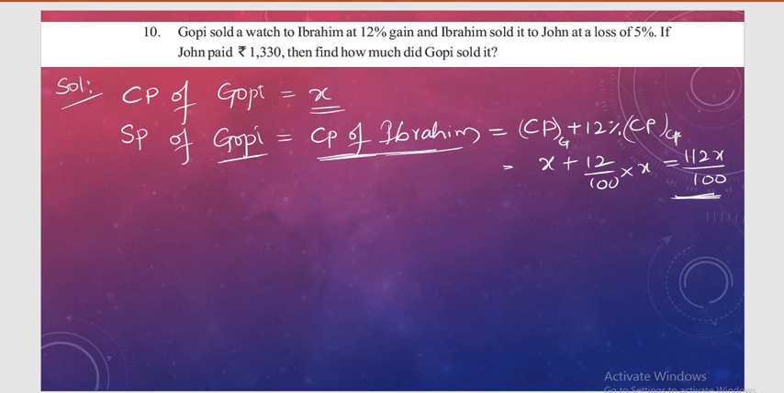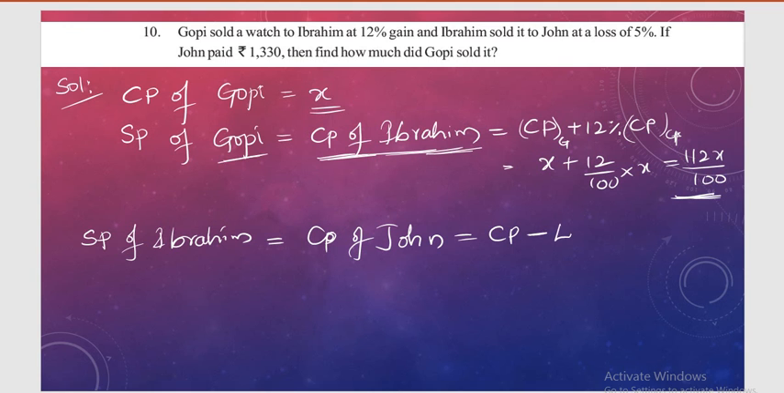Now we already know the cost price of Ibrahim, right? Now what can we say? The selling price of Ibrahim is equal to the cost price of John, right? So here the selling price is equal to cost price minus loss only, no? So the cost price of John is equal to the cost price of Ibrahim minus loss.